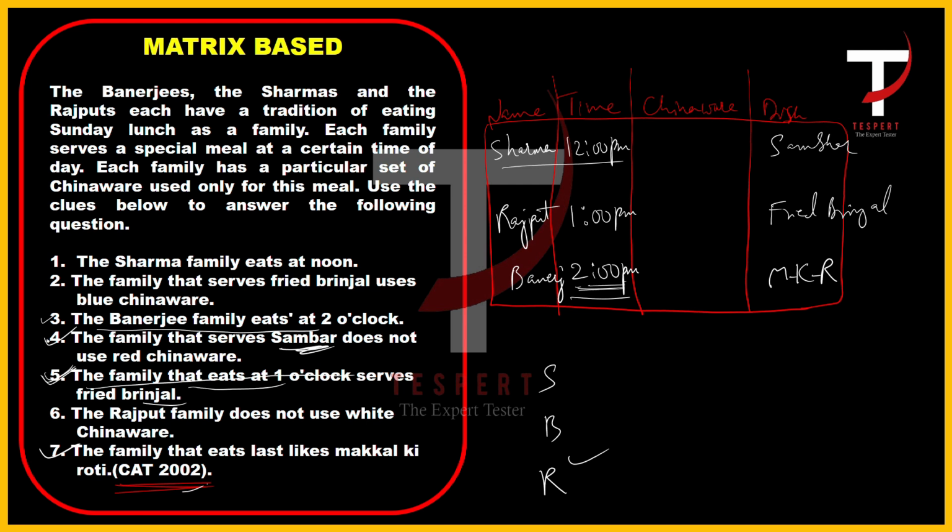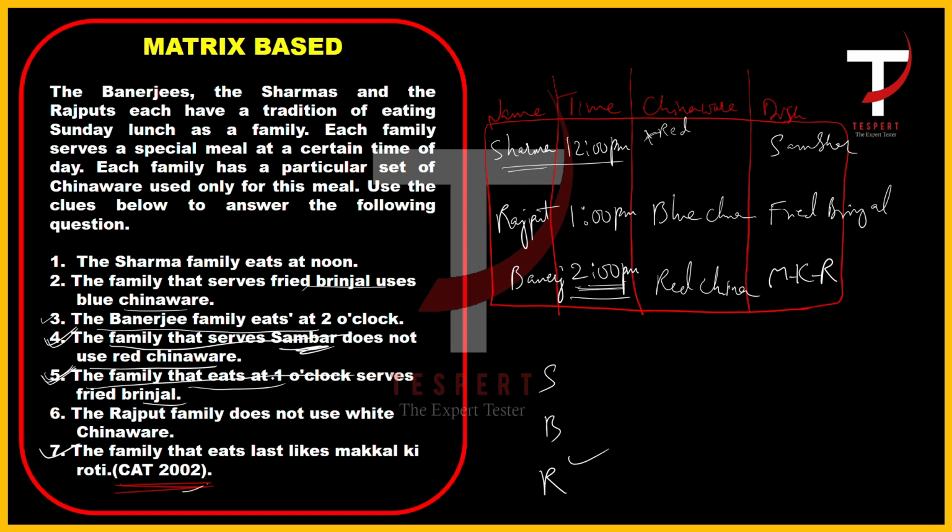Okay, so consider the fourth statement. The family that serves sambar doesn't use red chinaware. So Sharma's family doesn't use red chinaware. The family that serves fried brinjal uses blue chinaware. Fried brinjal is served by Rajput's family, so Rajput's family uses blue chinaware. Blue chinaware, right? So Sharma's family doesn't use red chinaware, so Banerjee's family must use the red chinaware.